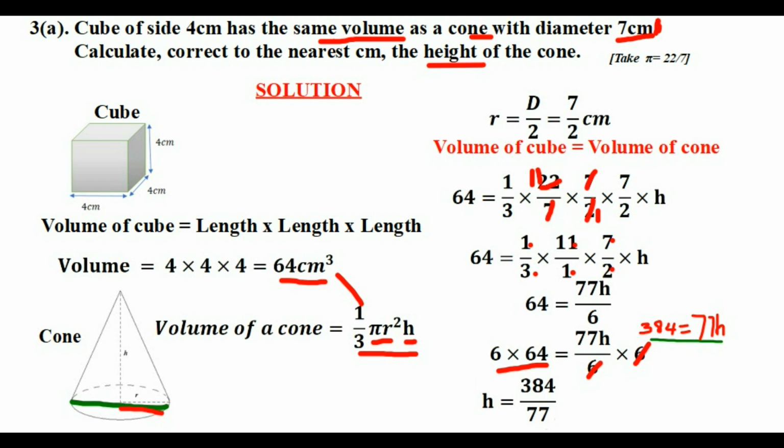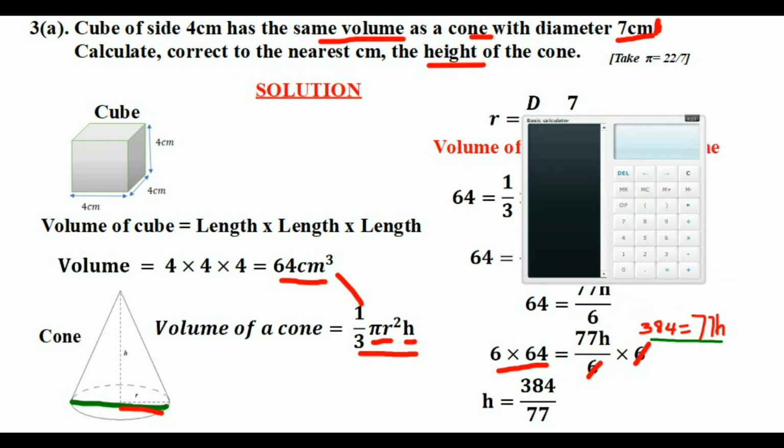And in the question, it says correct to the nearest centimeter. That means we're going to have it as a whole number. All right, so you can quickly punch this out in your calculator. Let's punch it out in our calculator. 384 divided by 7. Oh, sorry, excuse me, that is 384 divided by 77. And what do we have? We have 4.987, and 4.987 approximately to a whole number is going to give us 5.